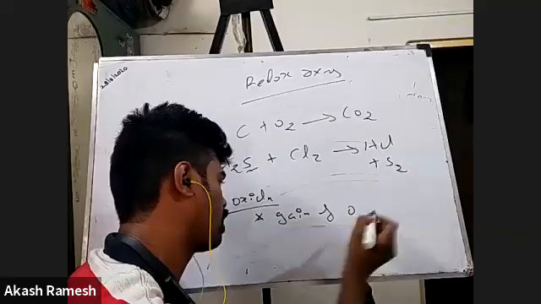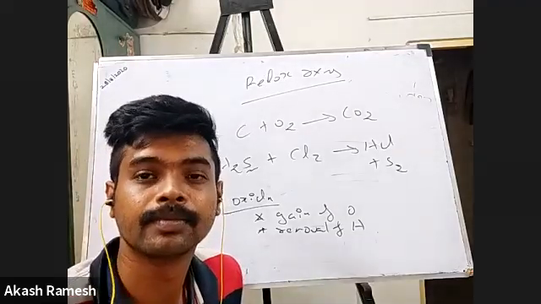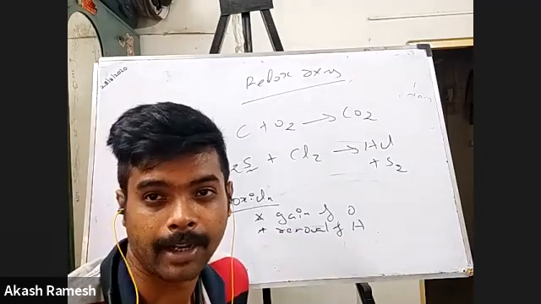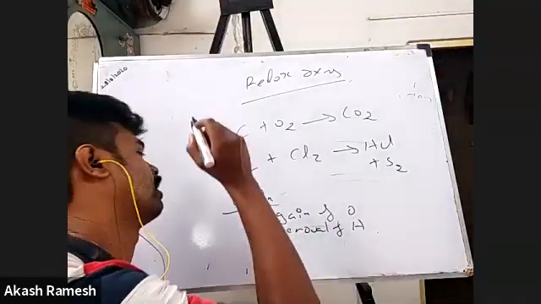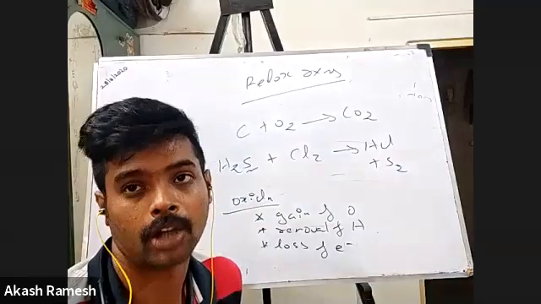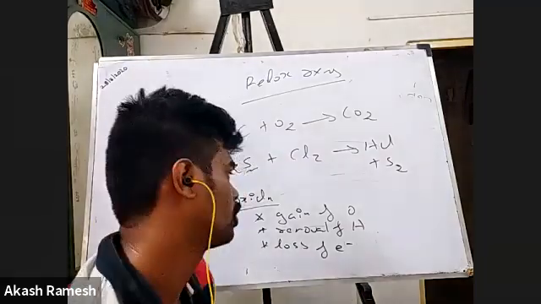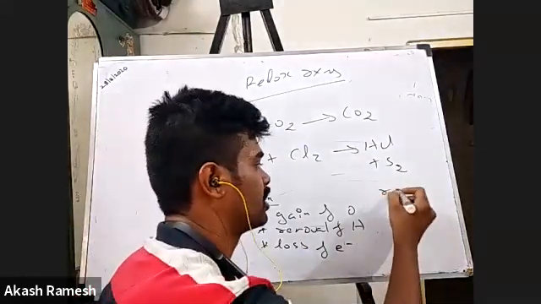Gain of oxygen or removal of hydrogen. Then, in terms of electrons, oxidation is loss of electrons. Reduction is exactly the opposite.